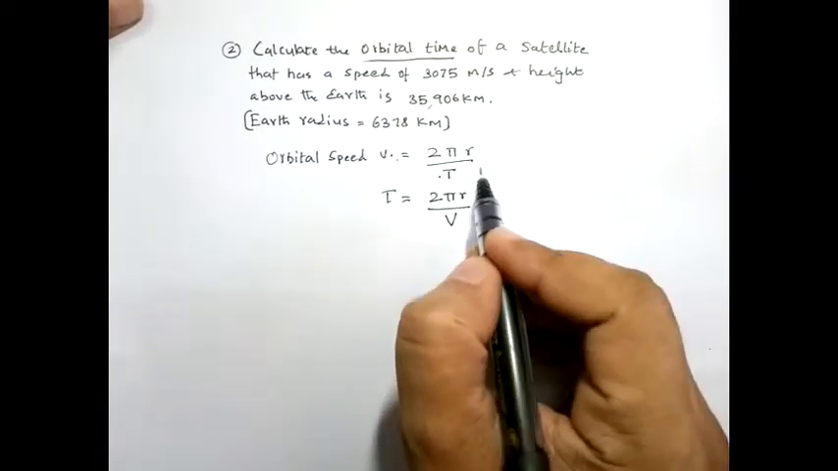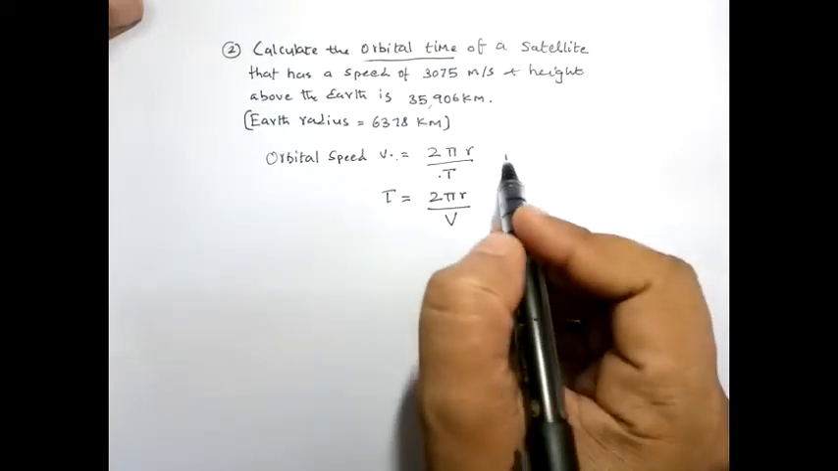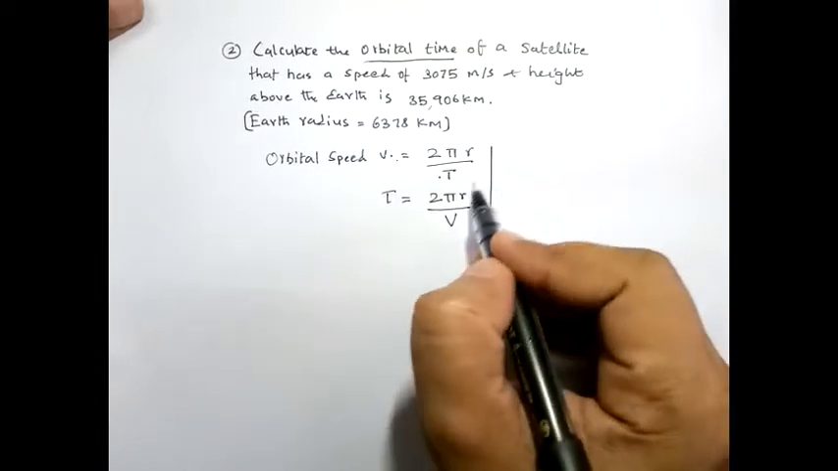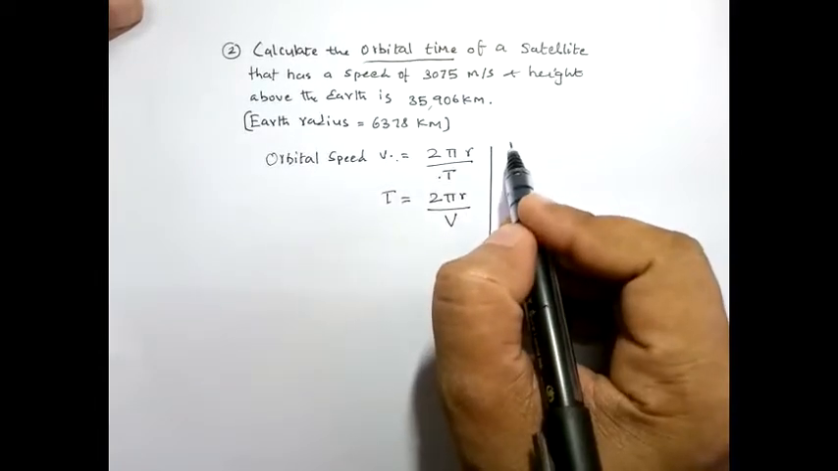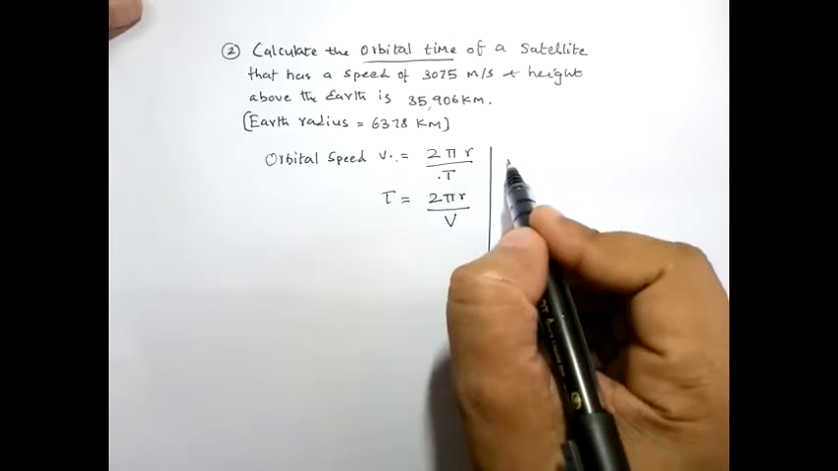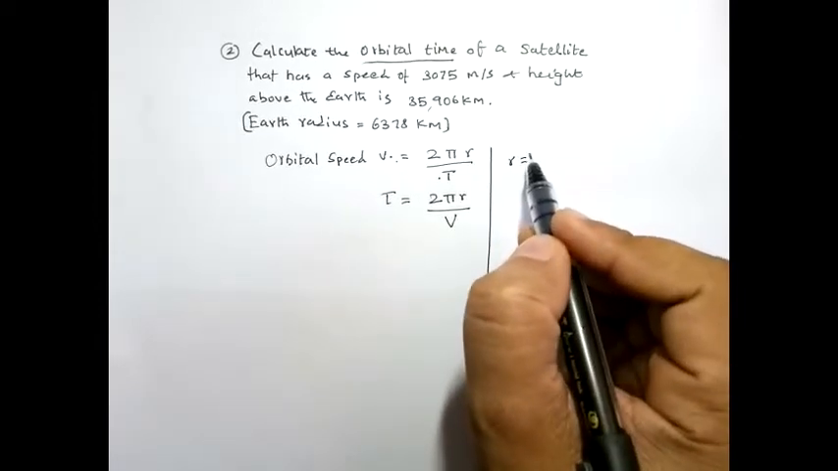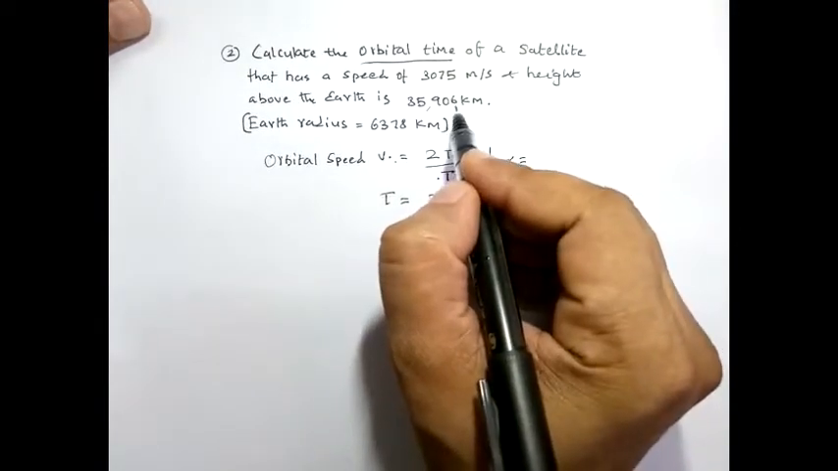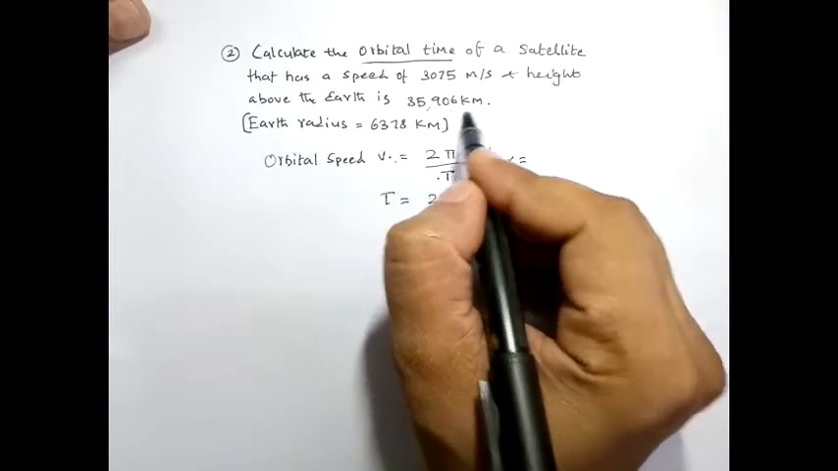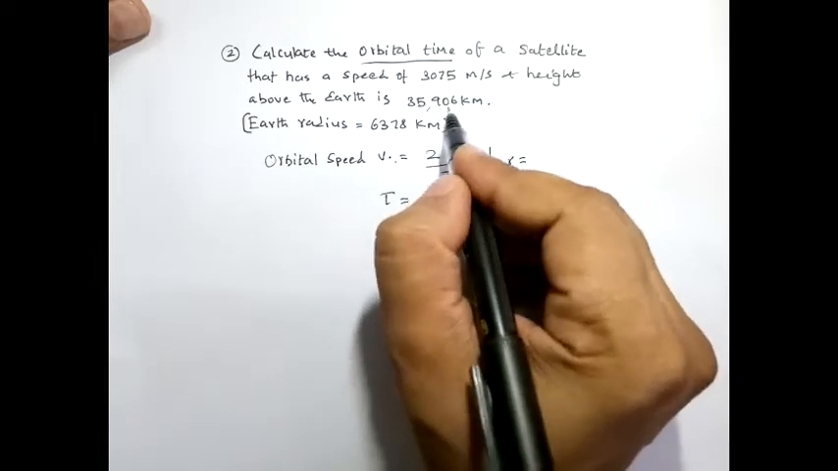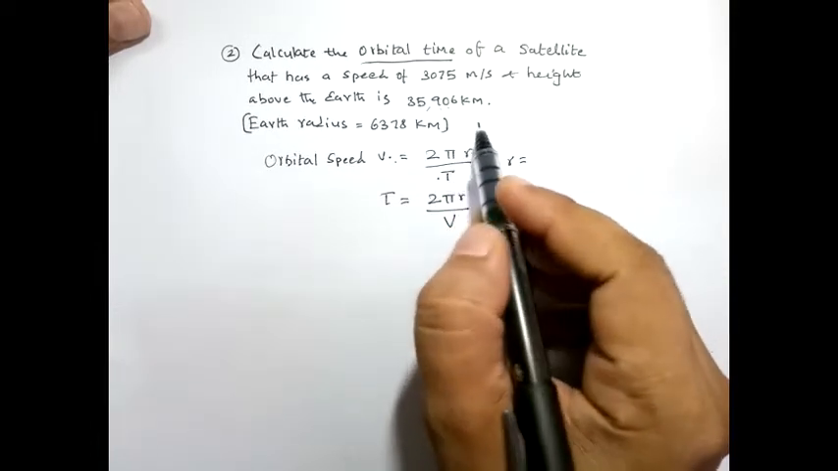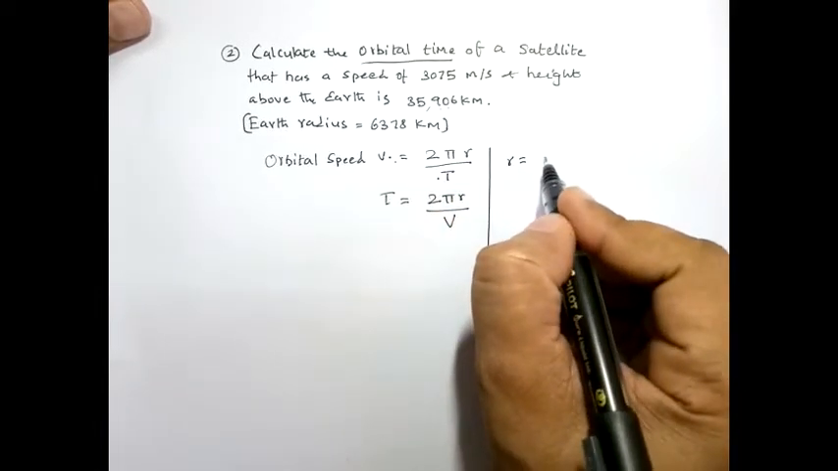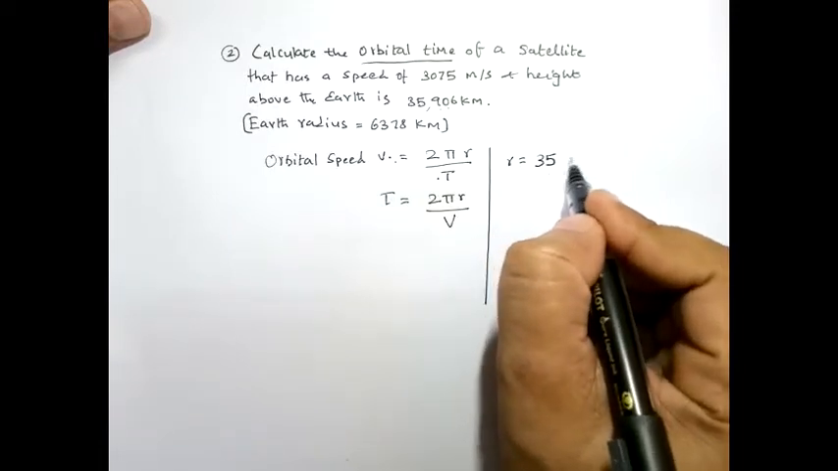Now it's very important that we find the values which we have to substitute in the corresponding parameters. So what is r? r is the radius. Again we have to do the same step number 1, that is, we have to add these two, then convert this into meters. How do we do that? It's very simple. You just have to add these two.